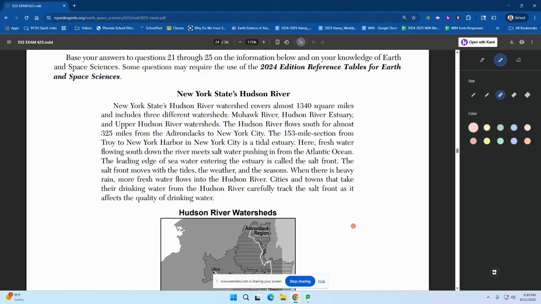So it says New York State's Hudson River. New York State's Hudson River watershed covers almost 1,340 square miles and includes 3 different watersheds: Mohawk River, Hudson River Estuary, and Upper Hudson River watersheds. The Hudson River flows south for almost 325 miles from the Adirondacks to New York City. The 153-mile section from Troy to New York Harbor in New York City is a tidal estuary.